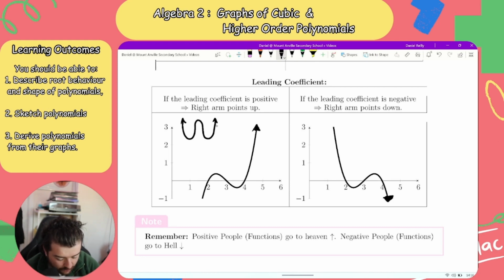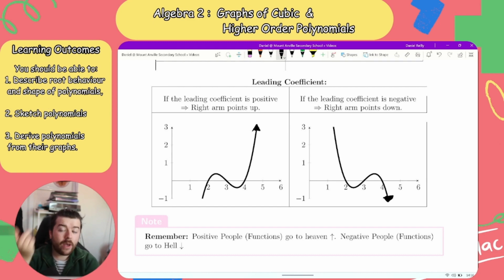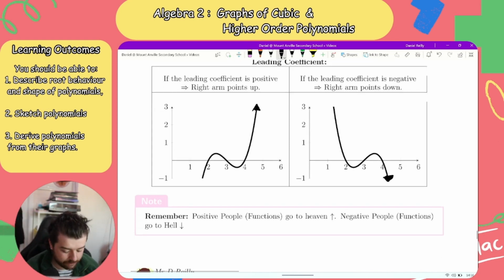But more importantly, the right one points up, right? So that could look in multiple different ways. Here's a little fun thing I used to remember: positive people go to heaven, negative people go to hell. You know what I mean? So positive people, i.e. functions, point towards heaven. Negative people slash functions go to hell, right? So positive, point up. Negative, point down.